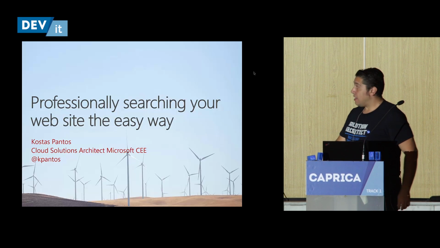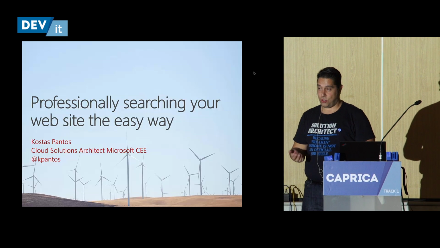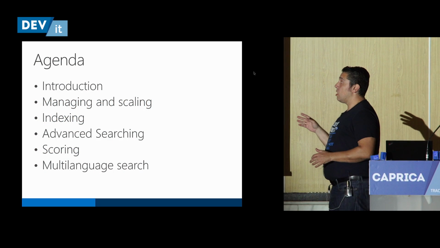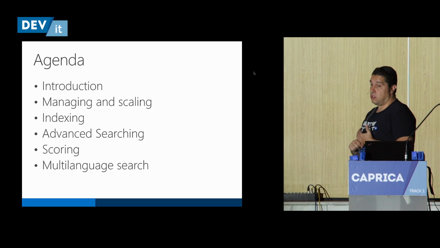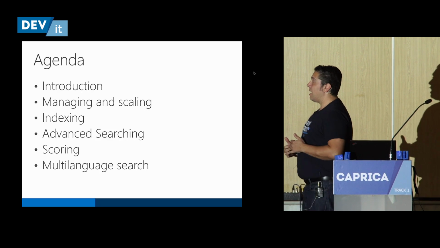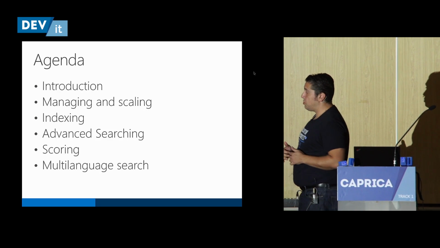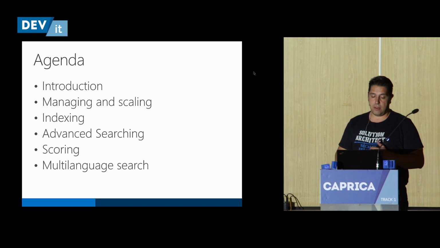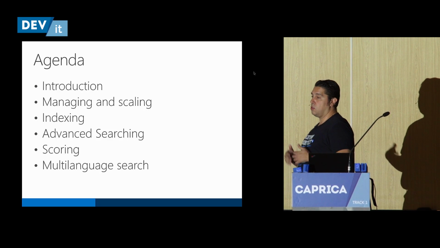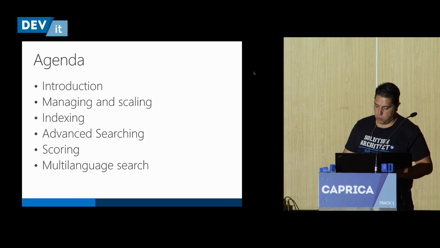So let's start really quick because I have a lot to show you and a lot of code, so I'm not sure how I'm going to fit everything in 40 minutes. These are the topics that we're going to discuss. We'll have a brief introduction about the solution that I'm going to talk about today. We're going to talk about managing and scaling your service. We're going to talk about indexing, advanced searching features, scoring your results, and finally we're going to talk about multi-language. I guess we're all interested in that one because we're using Greek. So we're going to briefly touch that one too.